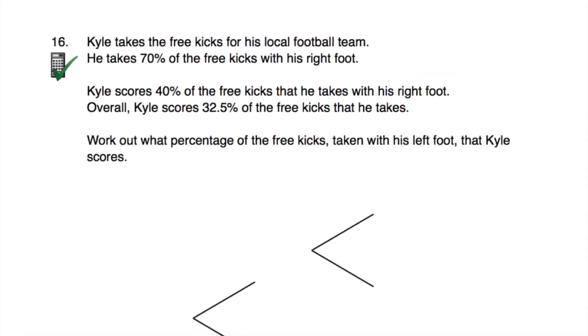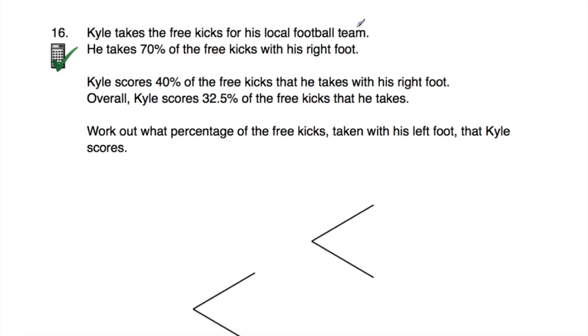Our next question says Kyle has taken free kicks for his local football team. So he must be the free kick taker. He takes 70% of the free kicks with his right foot and the rest of them with his left foot. Kyle scores 40% of the free kicks he takes with his right foot. And overall, he scores 32.5% of the free kicks that he takes. We've been asked to work out the percentage of the free kicks taken with his left foot that Kyle scores.